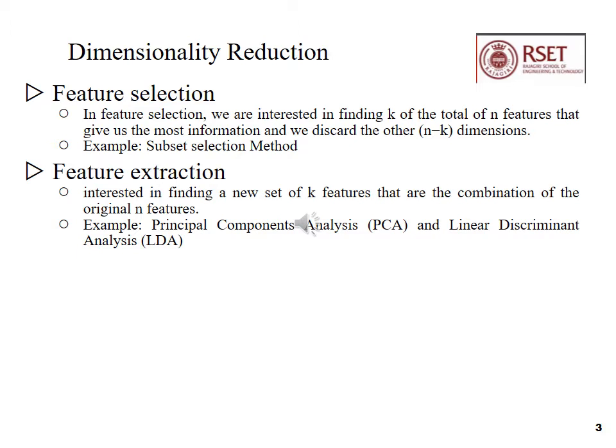The second one is feature extraction. We are interested in finding a new set of k features that are a combination of the original n features. In this method, the main examples are PCA and linear discriminant analysis, also called LDA. PCA stands for principal component analysis, and we will discuss more details about PCA in the coming slides.